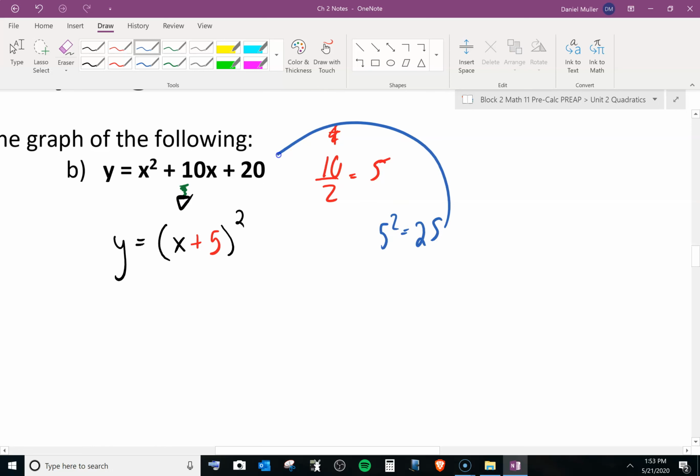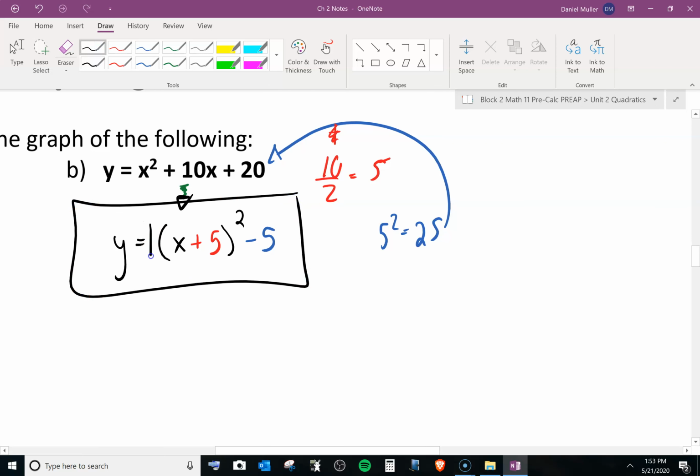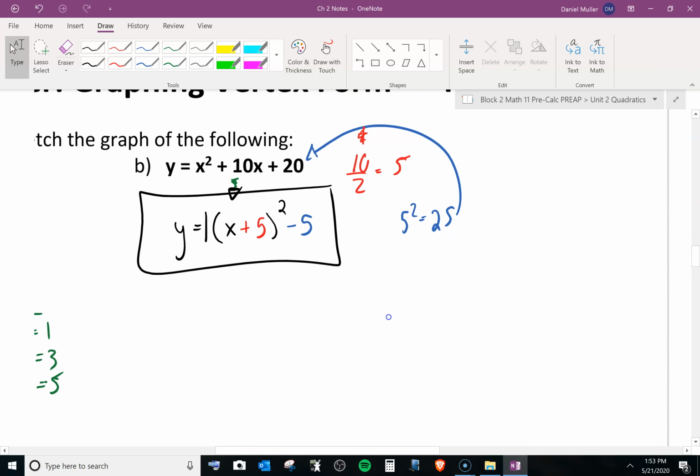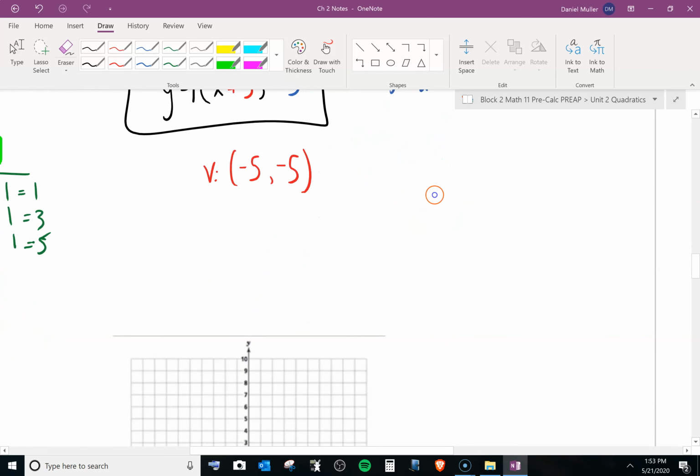And what will it take for me to get to 20? Well, if I'm at 25, I need to subtract 5 to get to 20. So that is my vertex form. I'm going to add a +1 out in front, just because I'm going to make sure that this thing heads up. So my vertex, it's a +5, so I'll change it to a -5, because you always change on the inside. It's a -5 on the outside, and I always leave the outside number. Change on the inside, leave the outside. So that's my vertex, -5 and -5.